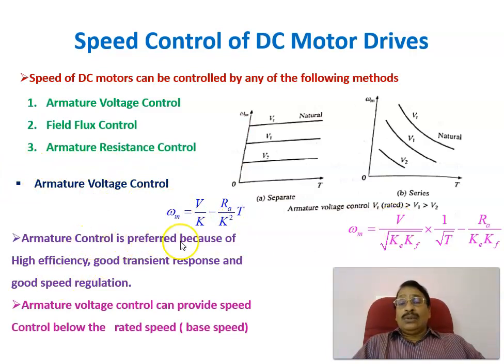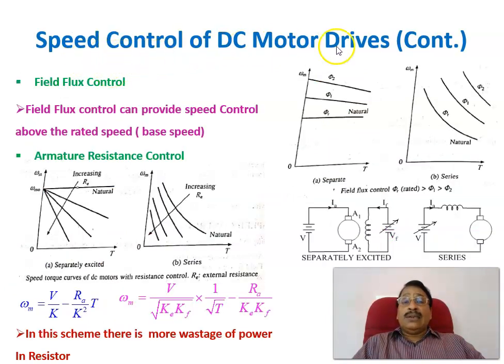Now, armature voltage control is preferred because of the high efficiency, good transient response, and good speed regulation. And armature voltage control can provide speed control below the rated speed. Below the base speed, this armature voltage control technique can be used.